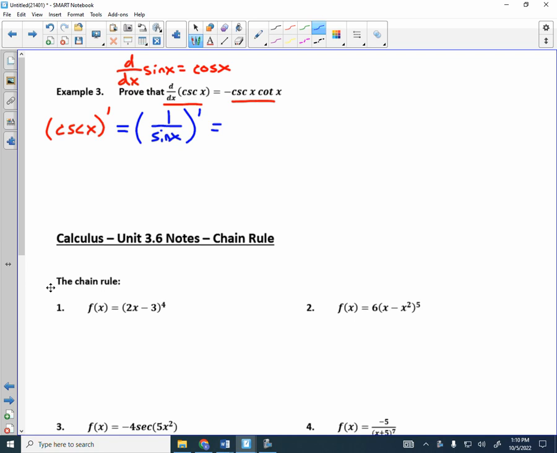What's the derivative of 1? 0 times what? Sine of x, minus, now I do the derivative of the bottom, which is sine. So the derivative of sine is cosine, times what? 1, all divided by sine squared. So all I've done is just use the quotient rule. What do you have left in the top? On the top I have negative cosine of x. And what do you have in the bottom? Sine squared of x.